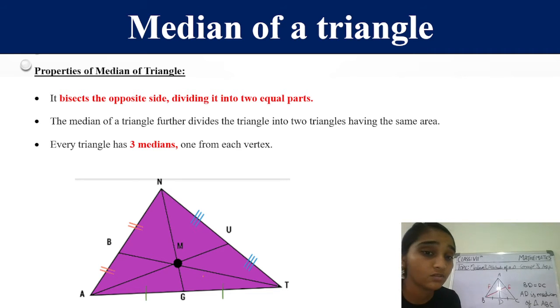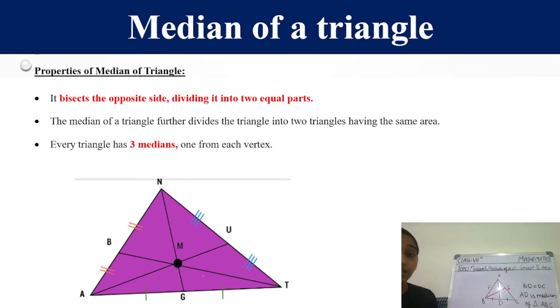Yes. So students, the median of a triangle further divides the triangle into equal areas. This is the property of a triangle: if AD is dividing BC into triangles ABD and ADC, then these two triangles will have the same area. Okay.